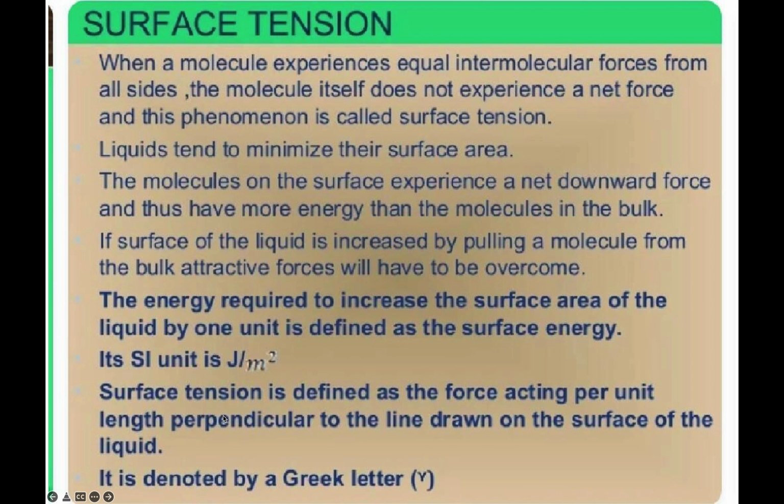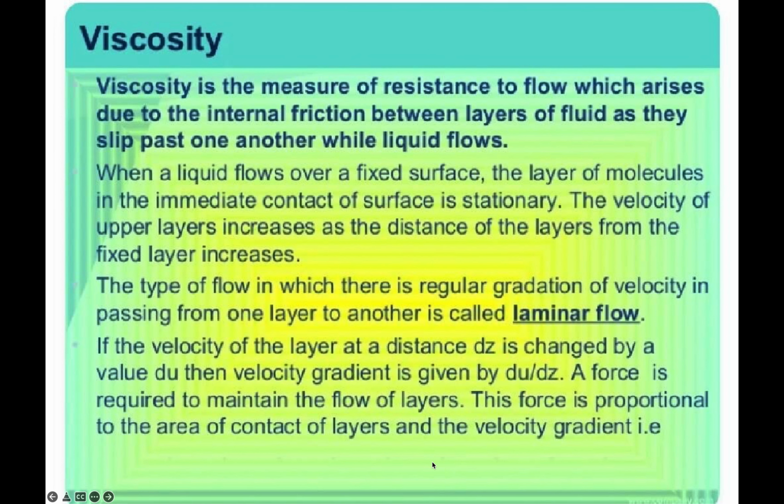Okay, the SI unit is given here. Surface tension, we can define it as the force acting per unit length perpendicular to the line drawn on the surface of the liquid, denoted by the Greek letter gamma. Now what is viscosity? Very important. It is the measure of the resistance to flow which arises because of internal friction. That is, when liquids flow, there are many layers on top of one another. Between any two layers there will be some resistance to the flow when they slip past one another, and that is known as viscosity.